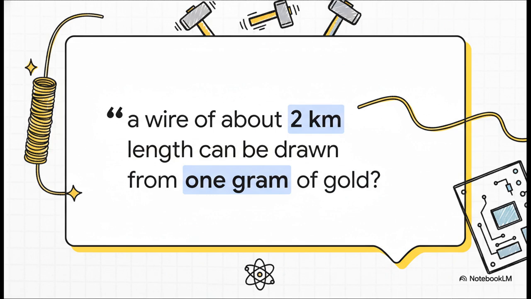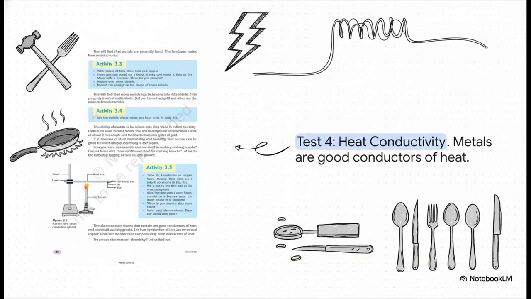Our next test looks at heat conductivity. As this diagram from our source shows, if you heat one end of a metal rod, that heat travels super quickly to the other end. Why?